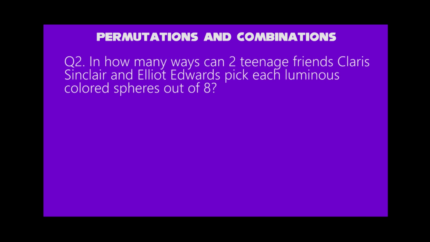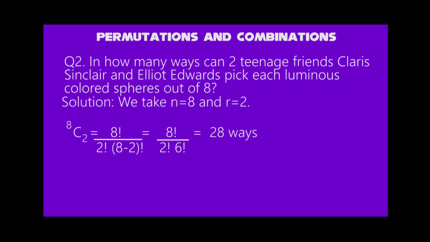Here's another question for you. In how many ways can 2 teenage friends Clarice Sinclair and Elliot Edwards each pick a luminous colored sphere out of 8? We further take n equal to 8 and r equal to 2. We get 8 factorial divided by 2 factorial times 6 factorial. The answer is 28 ways.